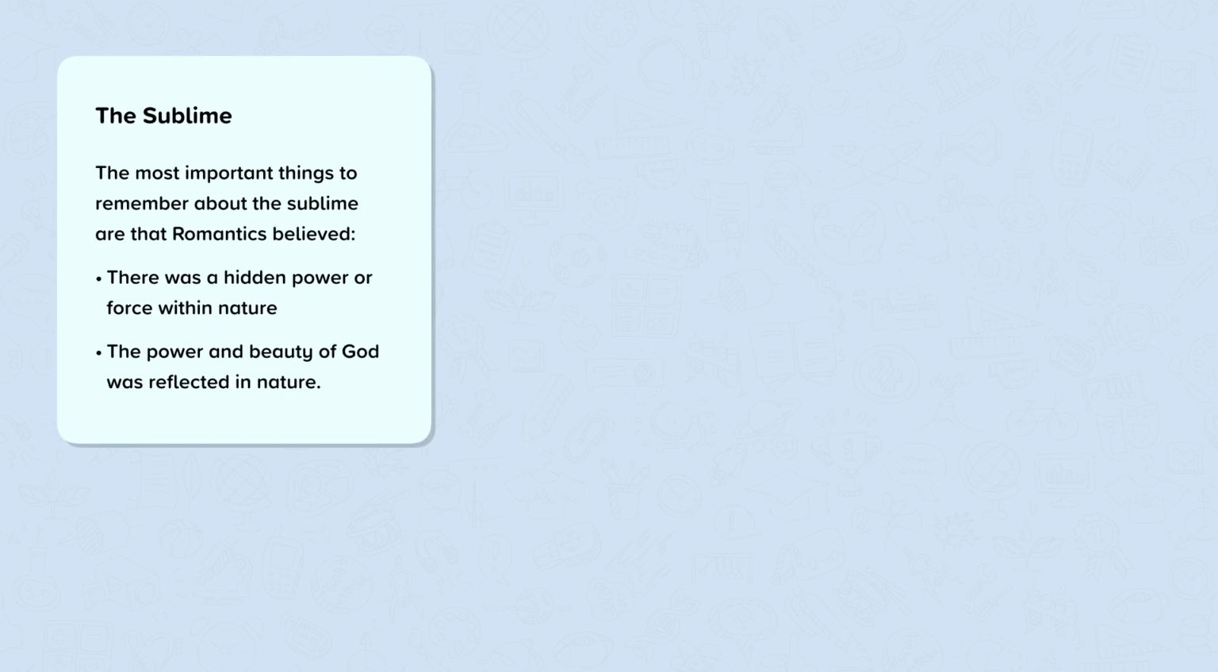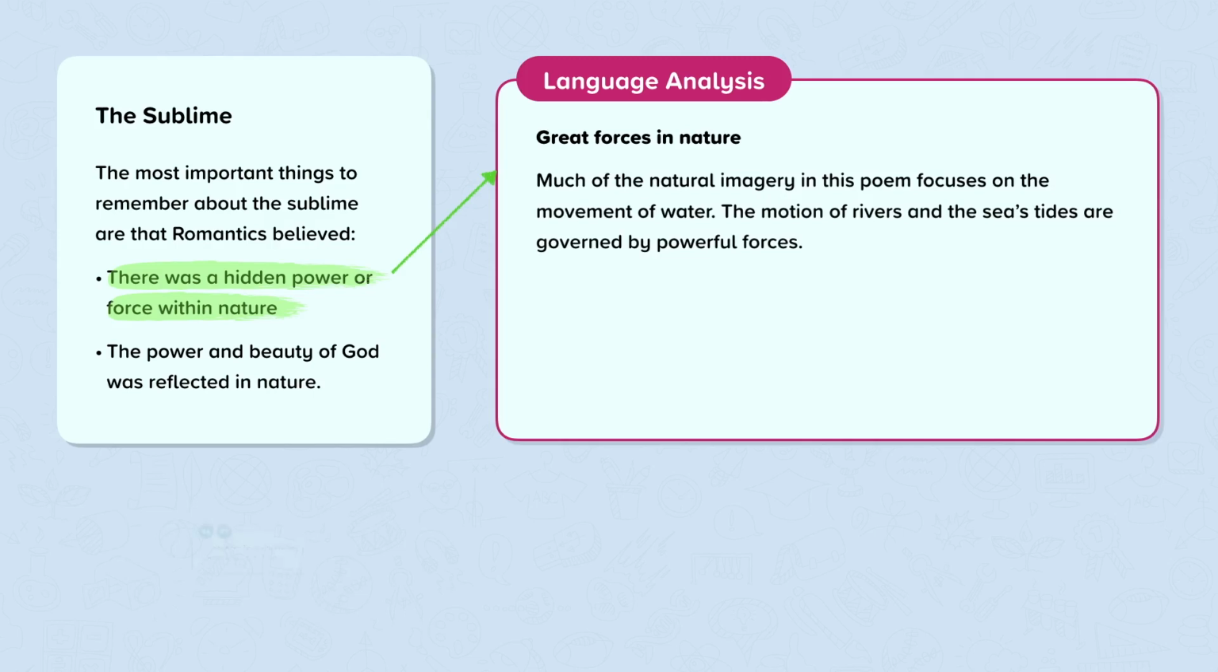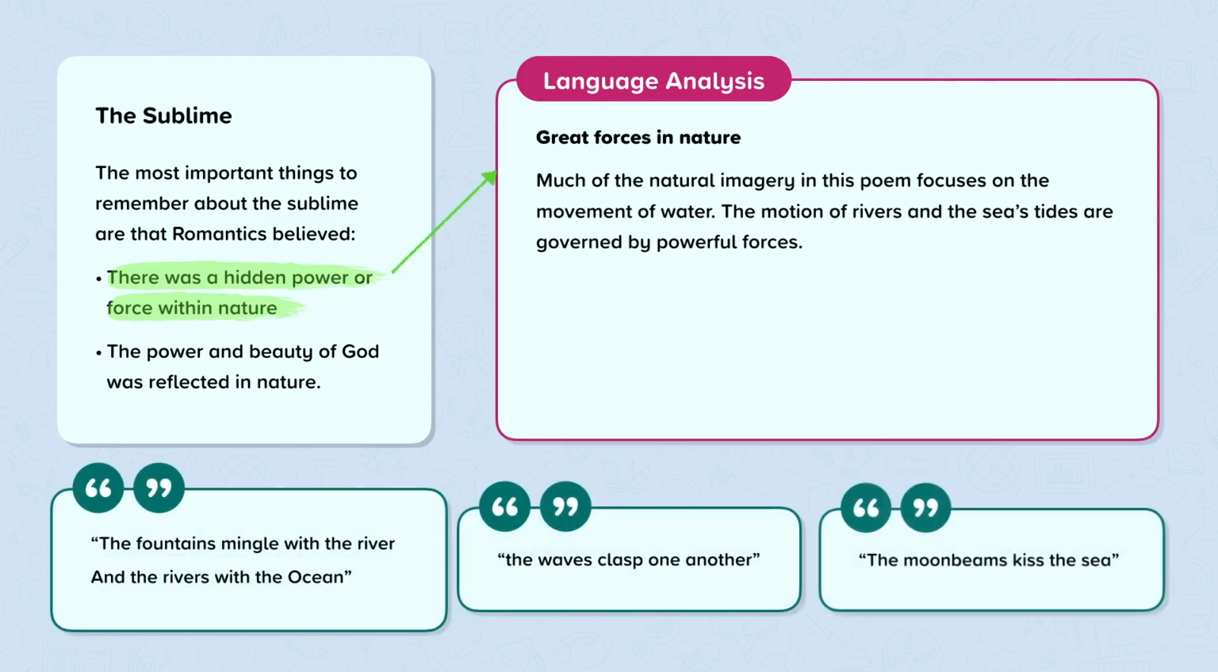Let's explore these points in a little more detail. Firstly, that there was a hidden power or force within nature. Much of the natural imagery in Love's Philosophy focuses on the movement of water. The motion of rivers and the sea's tides are governed by powerful forces.